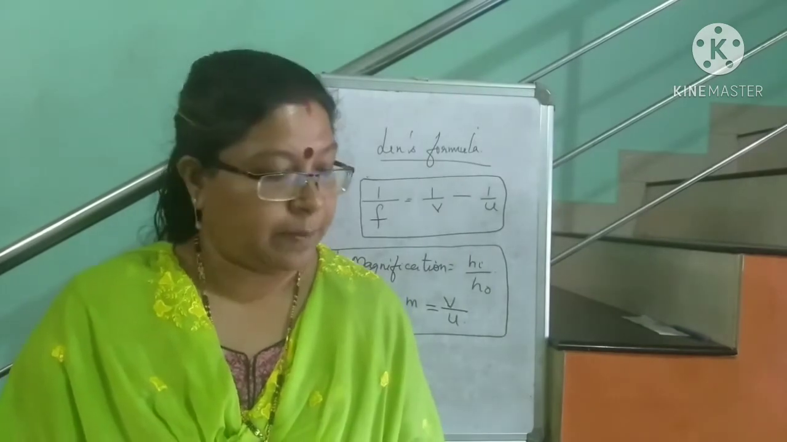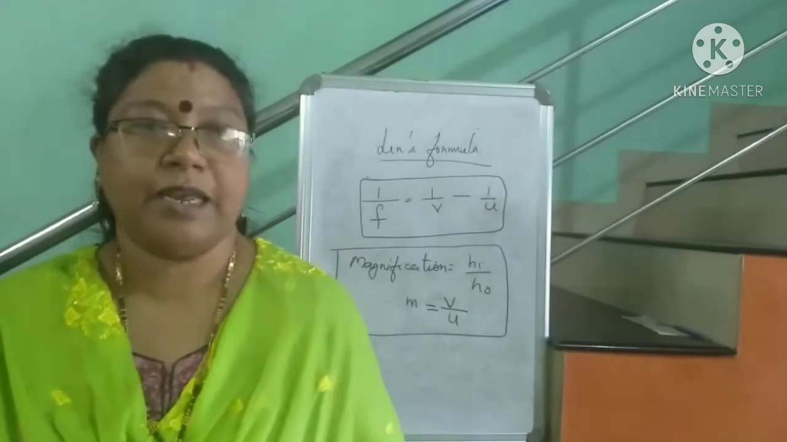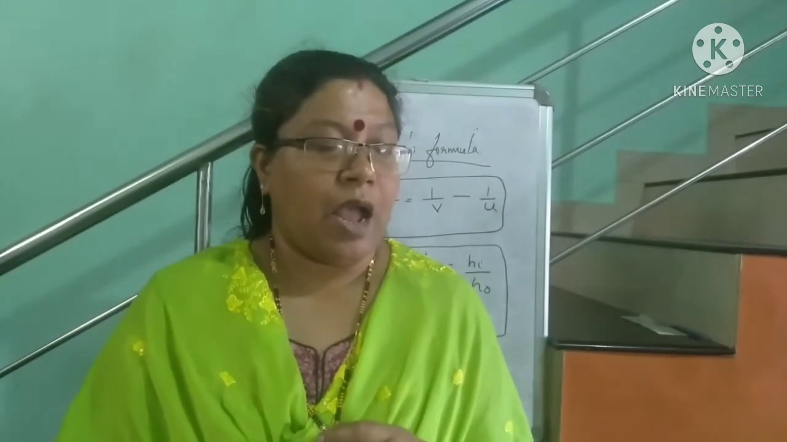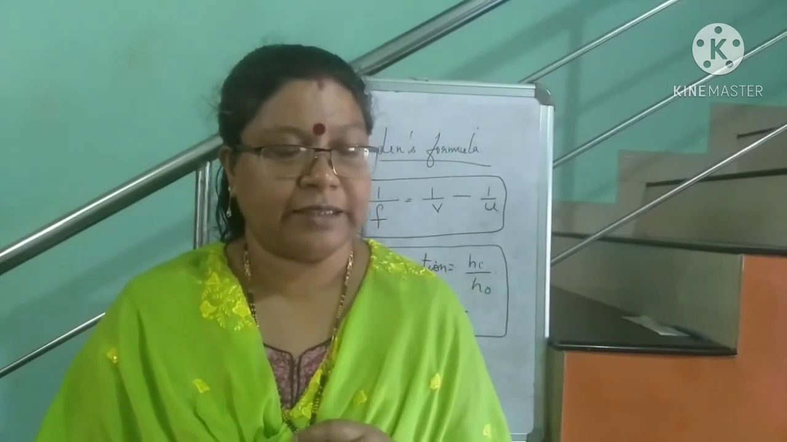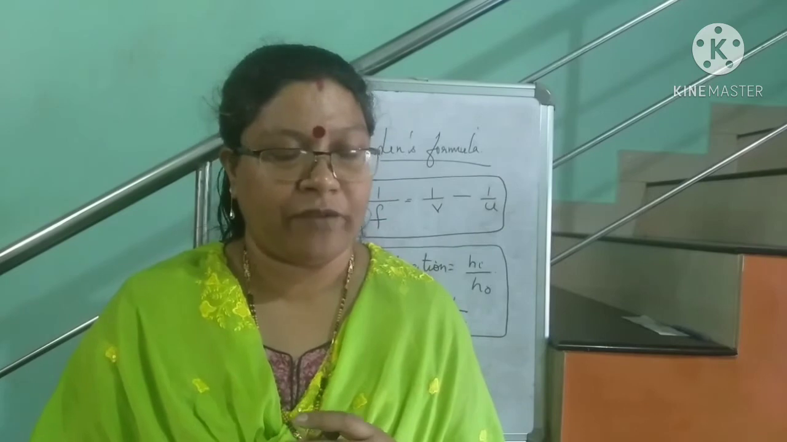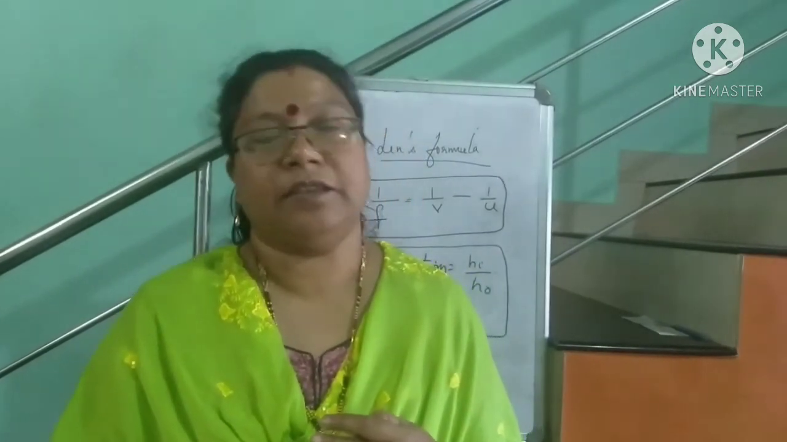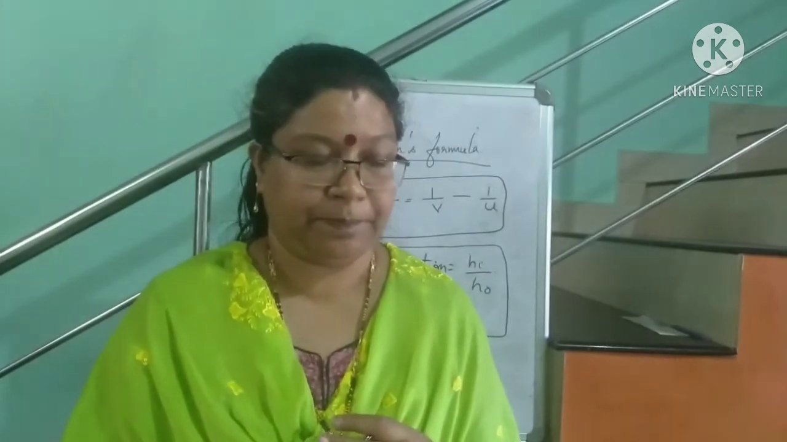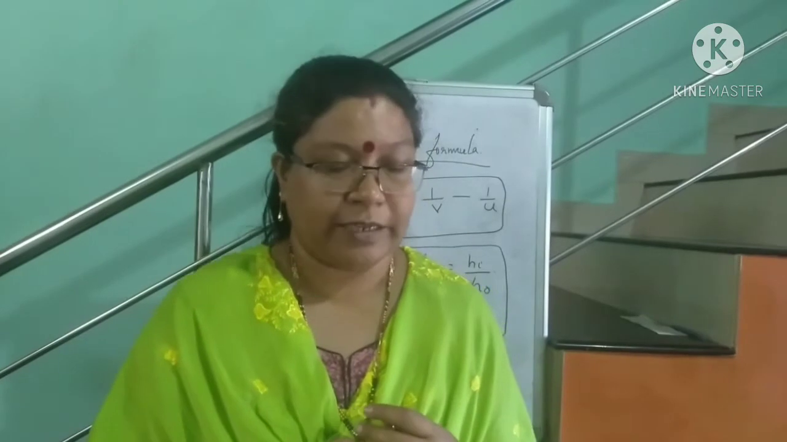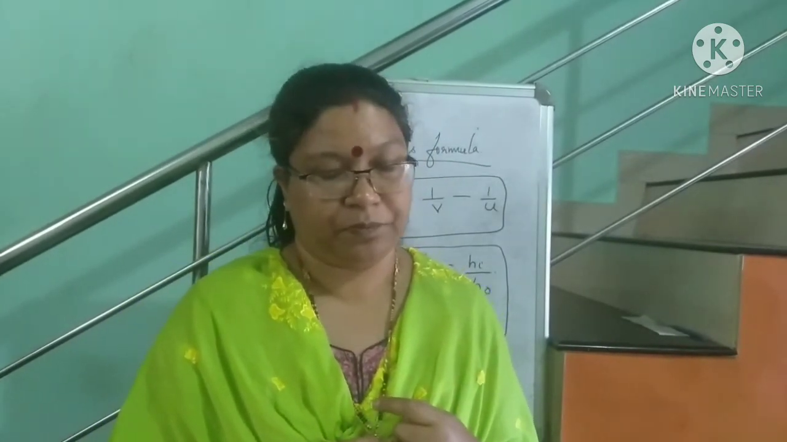So we will move on to a problem. Let us assess page number 128, question number 6. What's the question? An object of height 3 centimeter is placed in front of a convex lens of focal length 20 centimeter at a distance of 30 centimeter. What is the distance of the image formed? What is the nature of the image? And what is the height of the image?